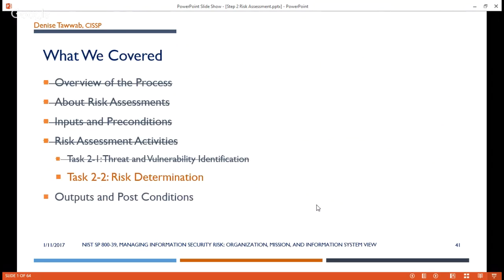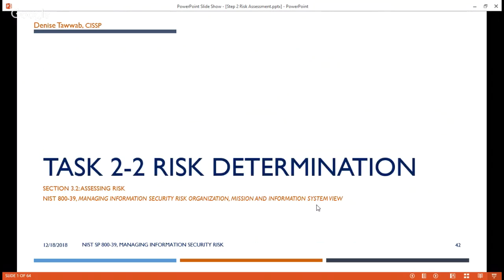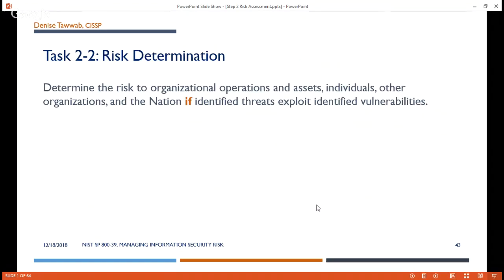All right, next up, risk determination. That's task 2 in the risk assessment process. Task 2 says determine the risk to organizational operations and assets, individuals, other organizations, and the nation if identified threats exploit identified vulnerabilities. Say that again. Determine the risk to your organization, individuals, other organizations, and the nation if identified threats exploit identified vulnerabilities. What if something bad happens?